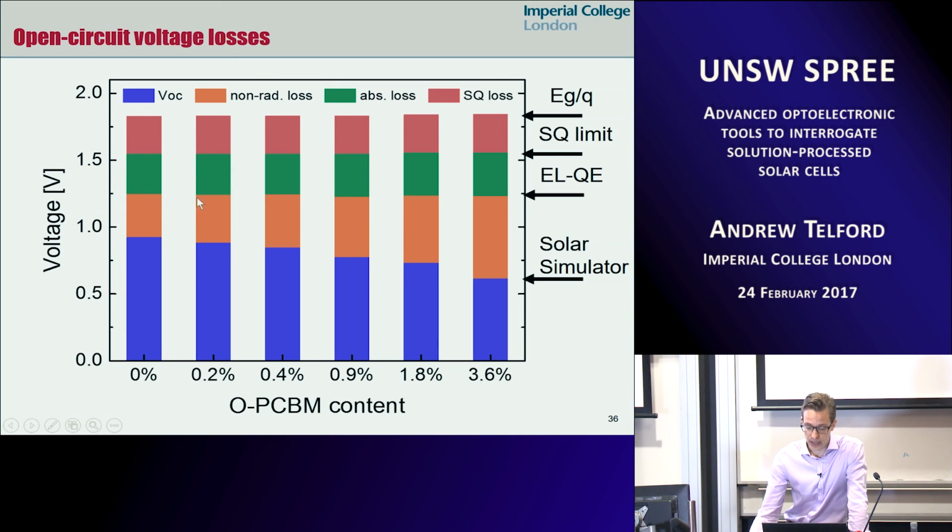But the radiative limit of the VOC doesn't seem to change much when you oxidize PCBM. What does change a lot instead is this orange bit here, which is the difference between the VOC in the radiative limit and the VOC that you actually measure on a solar simulator. So all that orange bit there is voltage loss to non-radiative recombination. Okay? So that tells you exactly how much voltage you're losing from non-radiative recombination when you oxidize the PCBM.